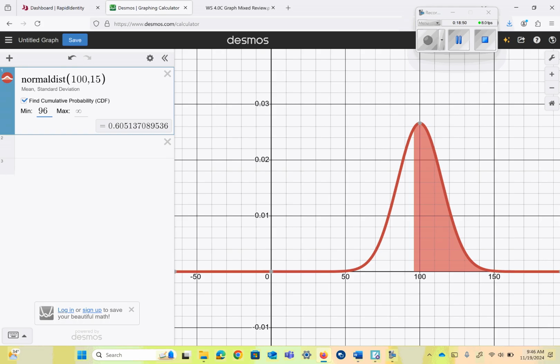What percent are less than 66? So you change your lower bound, clear it, and it goes back to infinity. Lower than 66, 66 is your top one. So you're talking about 1.2% of the population has an IQ that is lower than 66.